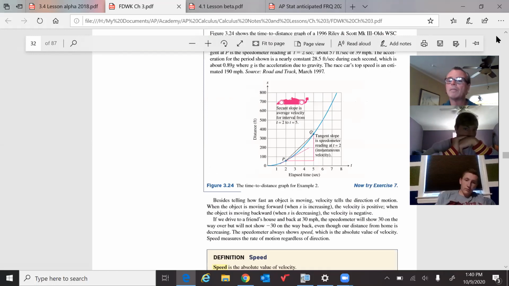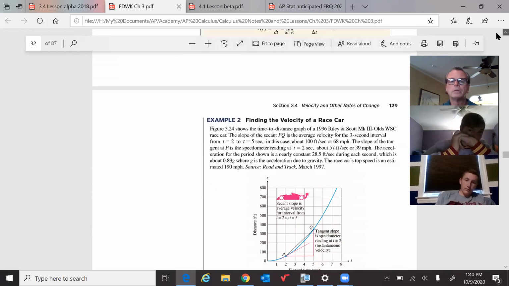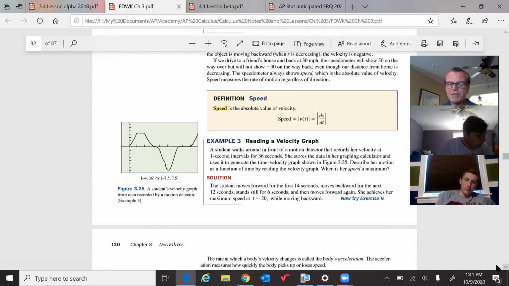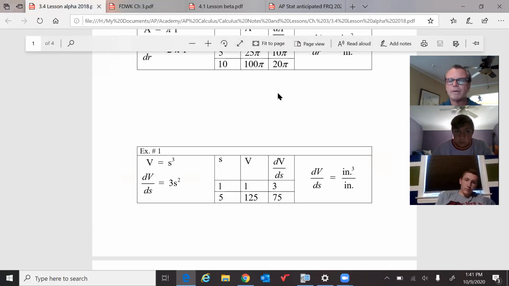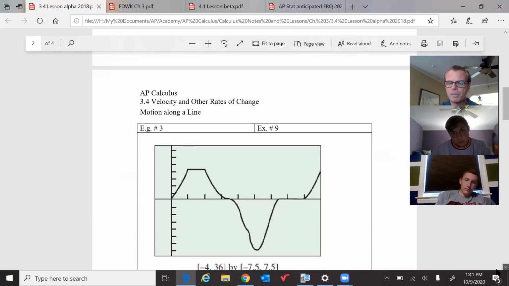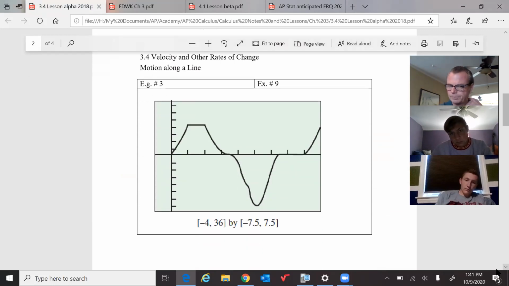So I want to back up to example 3. In example 3, we have this picture. This picture is a picture of the derivative. We have these motion detectors. I think we have them in the building on the first floor. This is a velocity graph. And they're asking you to interpret this. Okay, so here's the picture.